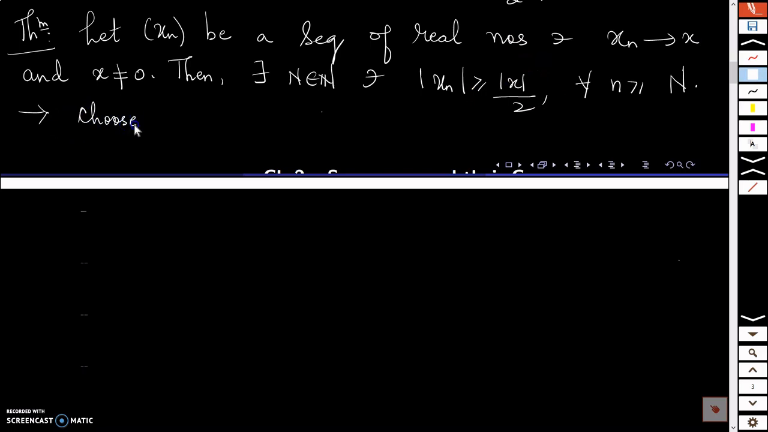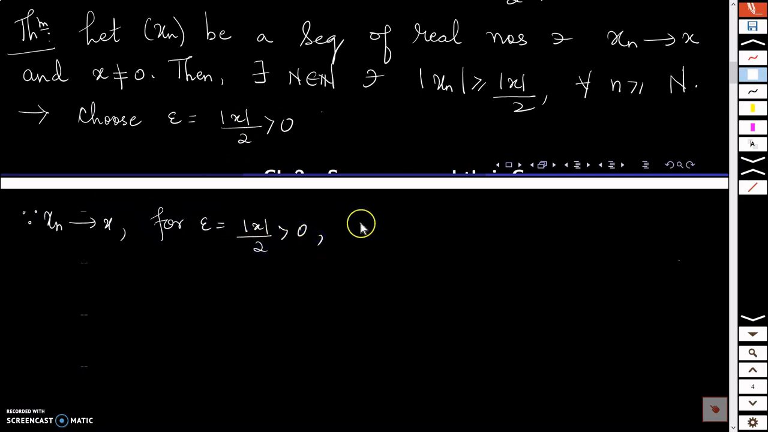Choose epsilon to be equal to mod x by 2, which is a positive real number. Since xn converges to the point x, for this epsilon positive, for epsilon equal to mod x by 2, by definition I can find a natural number capital N such that mod xn minus x will be less than this epsilon, which is mod x by 2, for all n bigger than or equal to capital N. So this is what I have from the convergence.